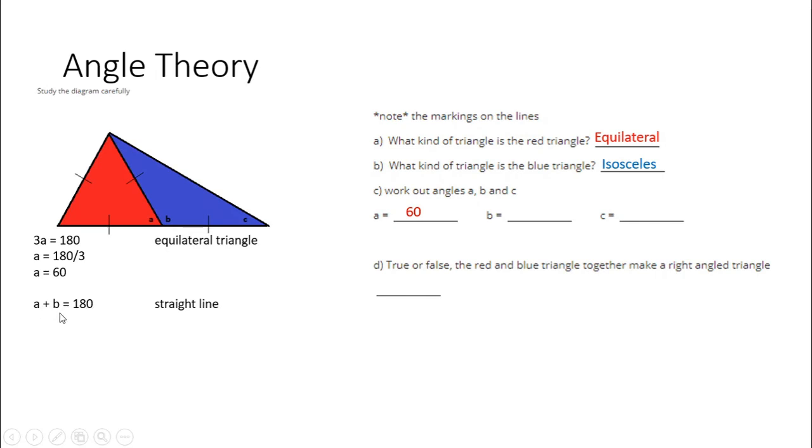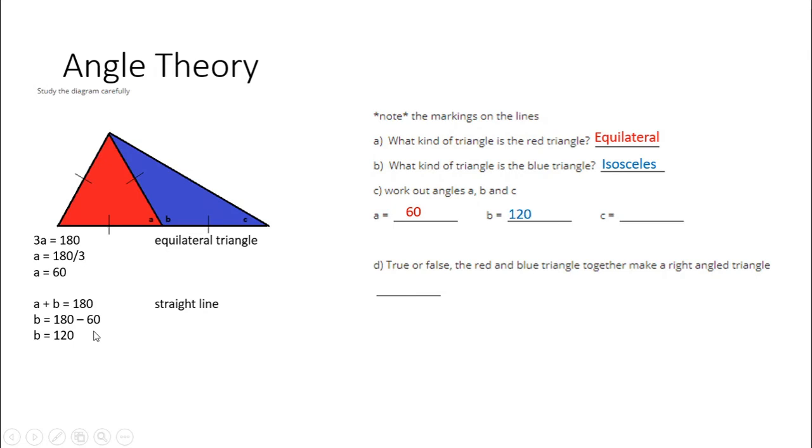There are 2 letters I don't know here, but I've already worked out one of them. A is 60, so this is 60 plus B is 180, which means B on its own is 180 minus the 60. So B must be equal to 120. Let's fill that in.